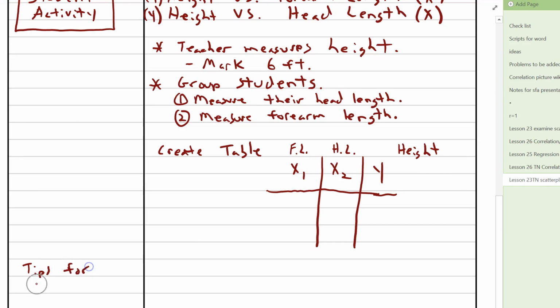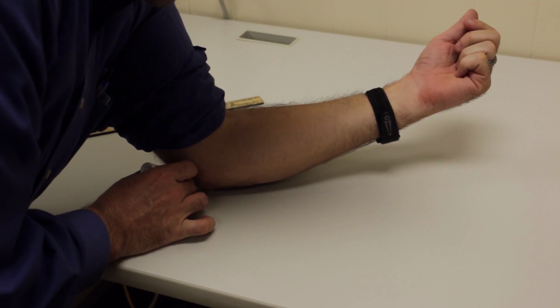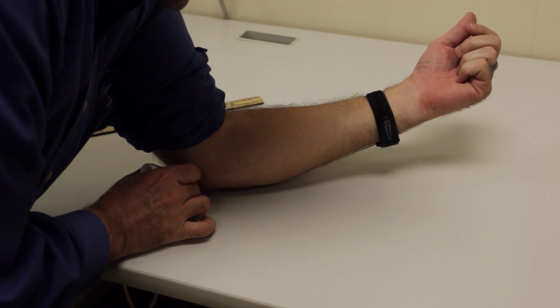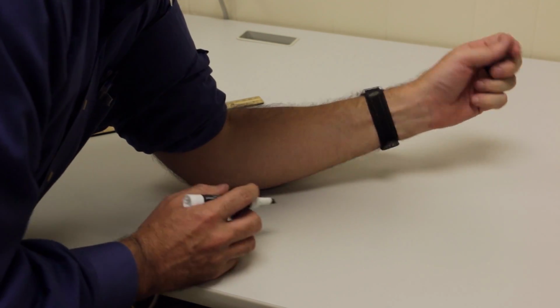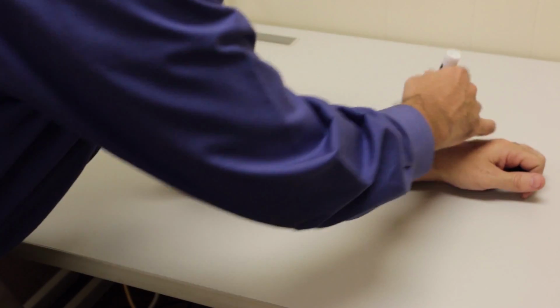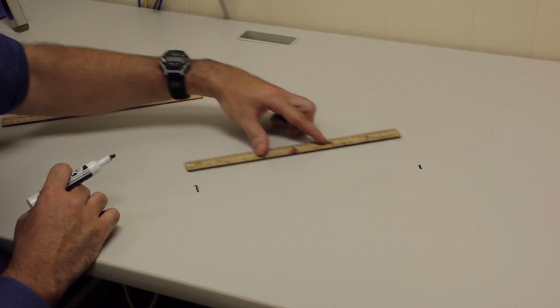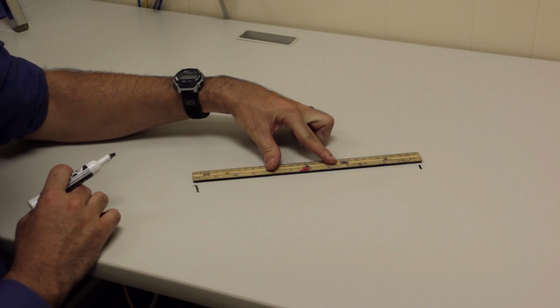Tips for measurement. To measure forearm length, have your student place their elbow on their desk, then make a mark right where their elbow meets the desk, and then make another mark where the most prominent bone is in their wrist. Then simply measure the distance between the two marks.